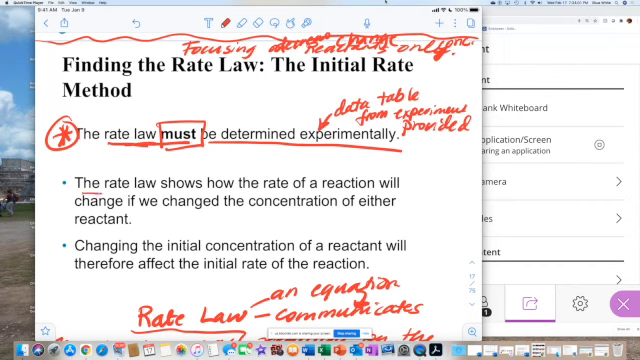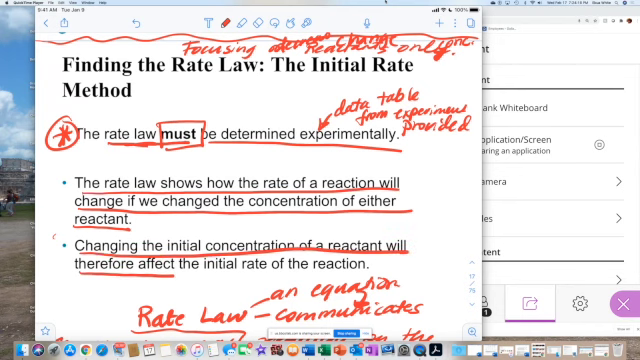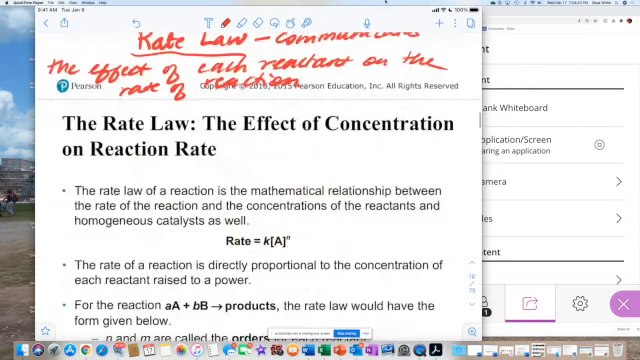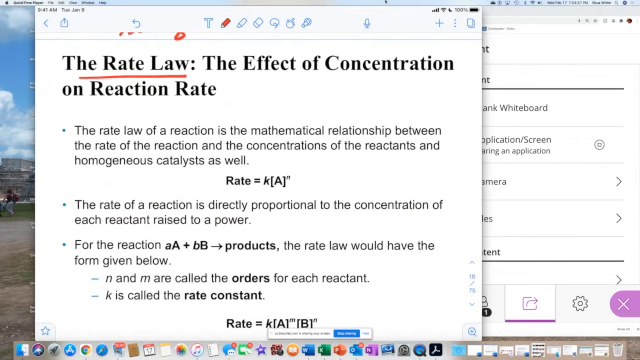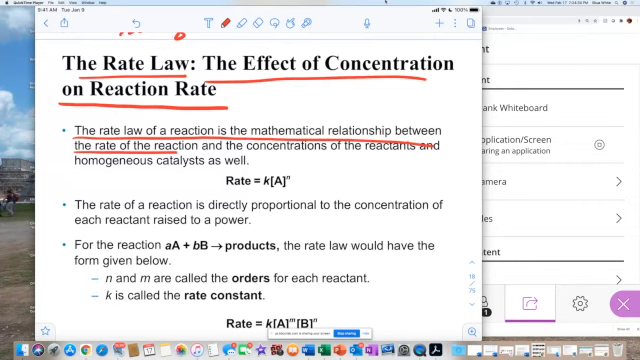That's an equation, right? The rate law shows how the rate of a reaction will change if we change the concentration of either reactant, assuming there's more than one reactant, right? How each reactant's concentration change influences the rate of the reaction. Changing the initial concentration of a reactant will therefore affect the initial rate of the reaction. Okay, so let's go ahead and see an example of how this plays out. The rate law, the effect of concentration on reaction rate. The rate law of a reaction is a mathematical relationship between the rate of the reaction and the concentrations of the reactants and homogeneous catalysts as well.